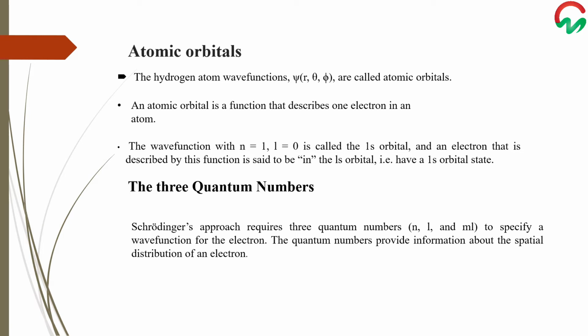Now we are going to discuss the three quantum numbers. The Schrödinger approach requires the three quantum numbers n, l, and ml to specify the wave function for the electron. The quantum numbers provide information about the spatial distribution of the electron.